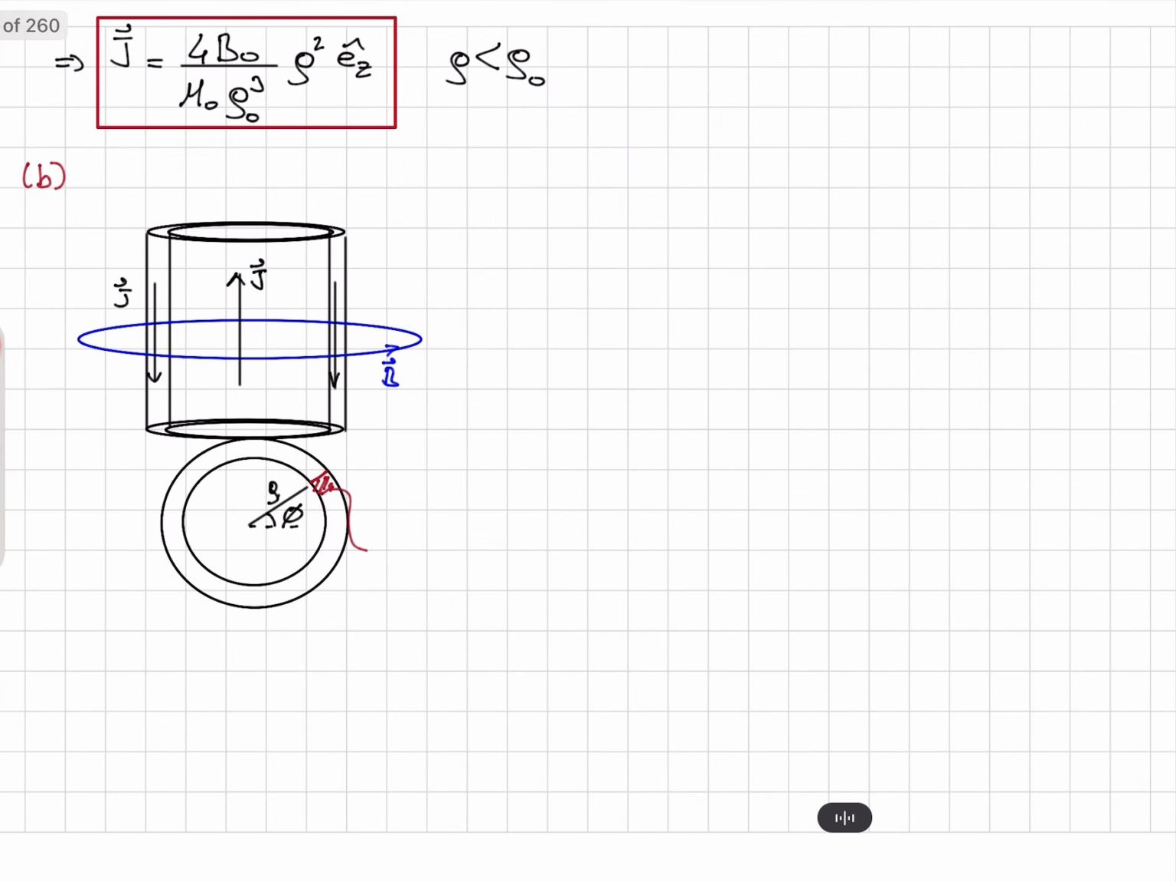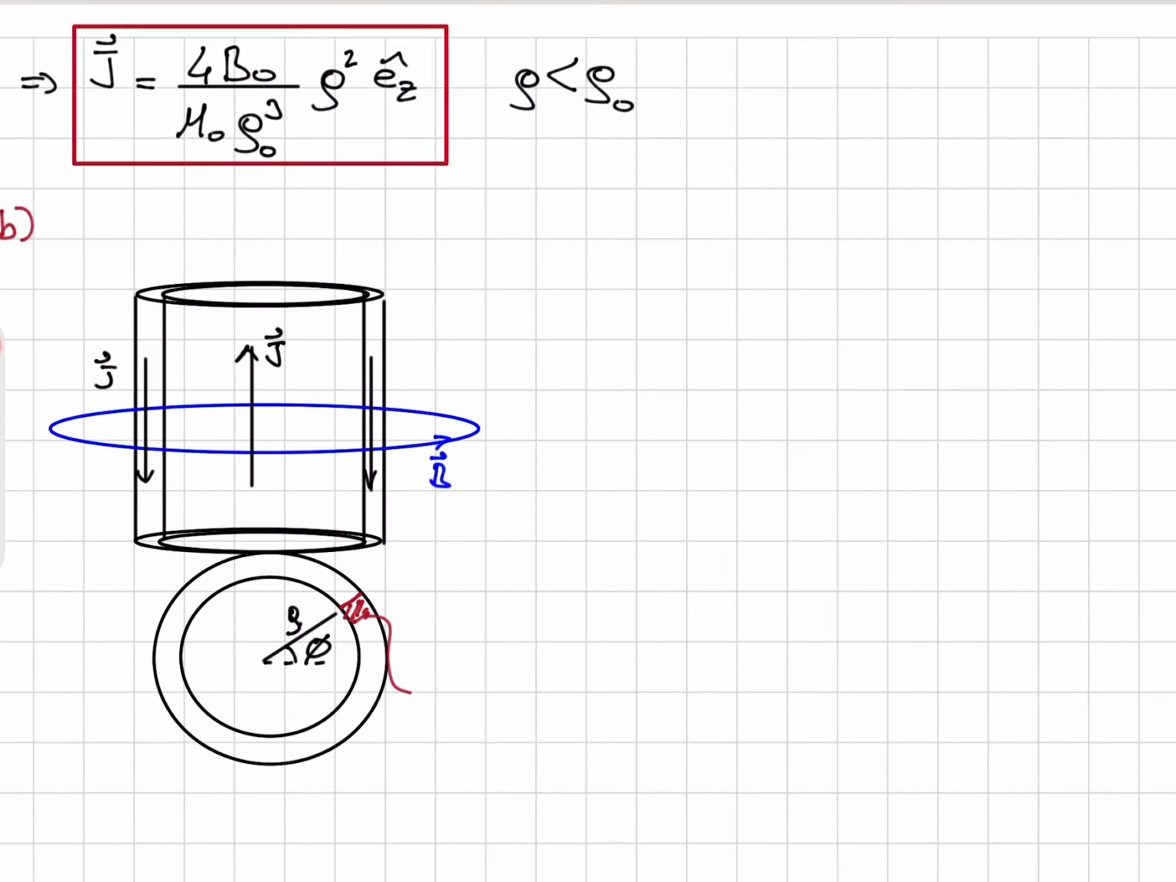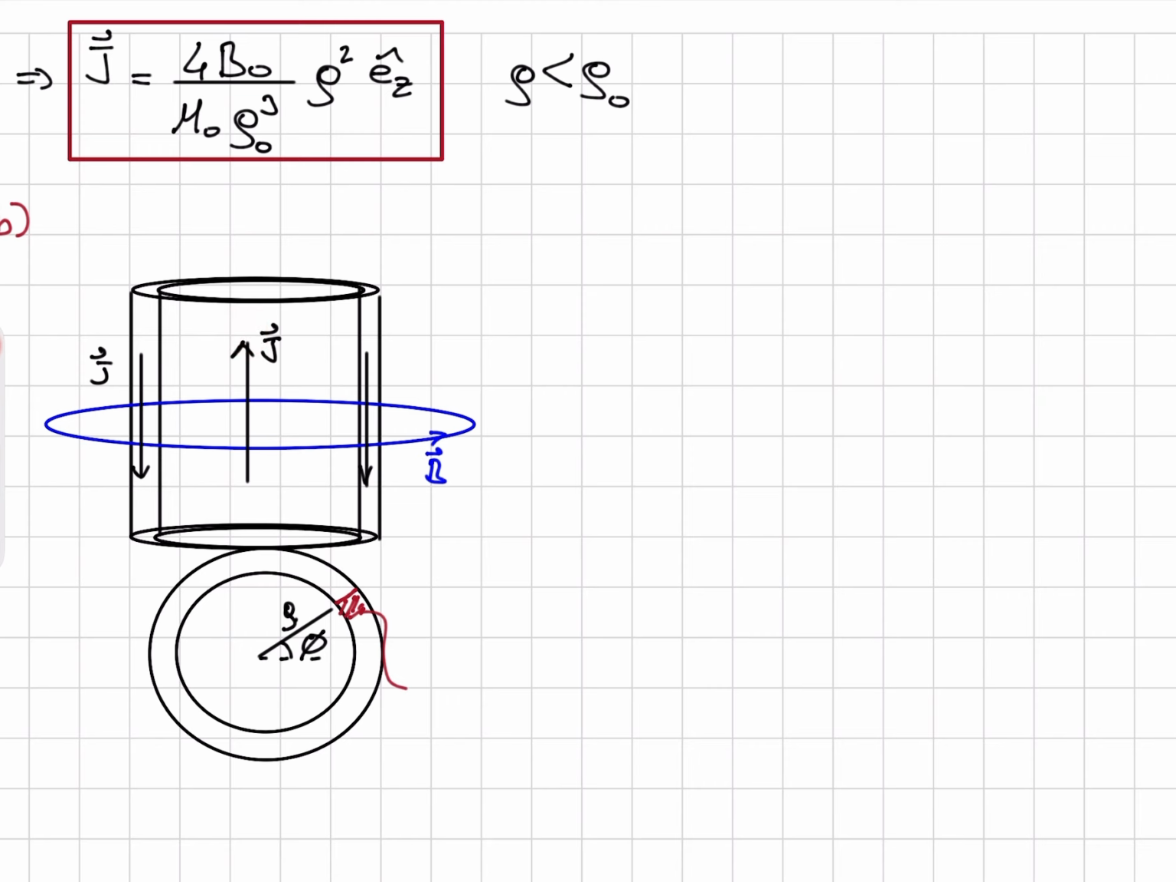Now given that, we know that this is the current density for rho less than rho 0. If this is the current density flowing in the z-hat direction, so this is our z-axis here, I can see that I need a current in the opposite direction in order to cancel out the magnetic field, so that I would have zero magnetic field outside. And the magnetic field was in the phi hat direction, which is the tangential axis on the xy plane.